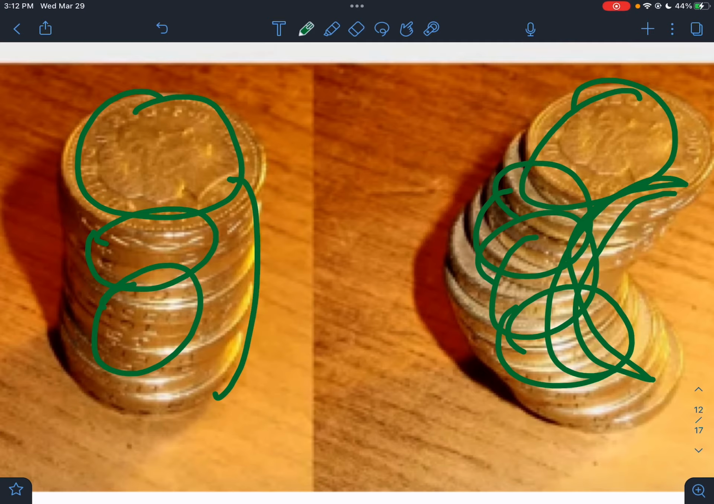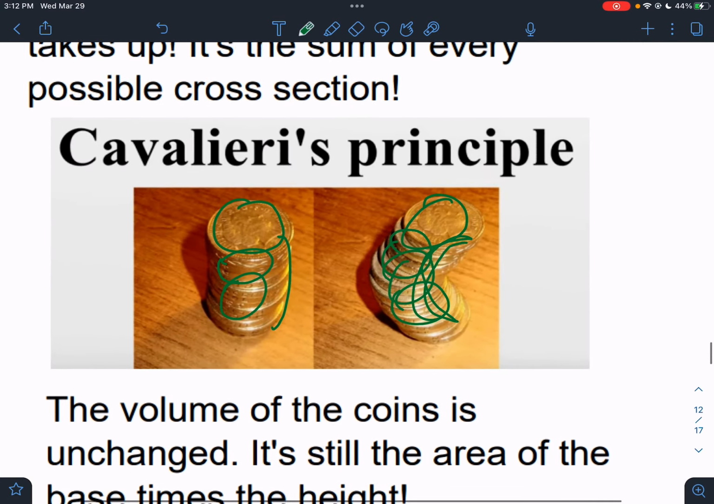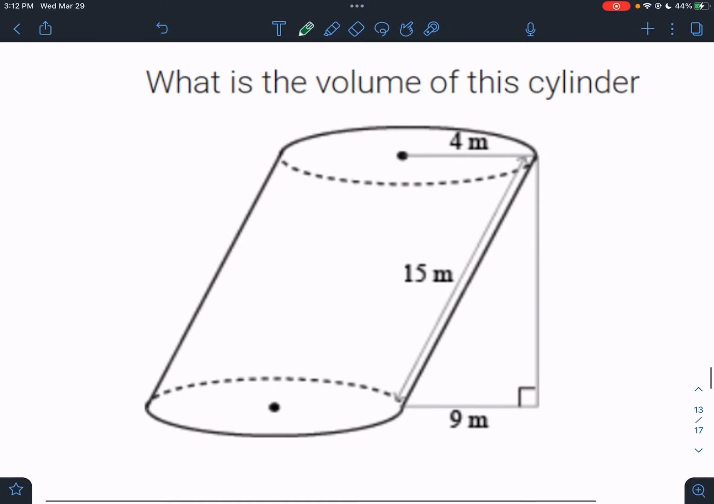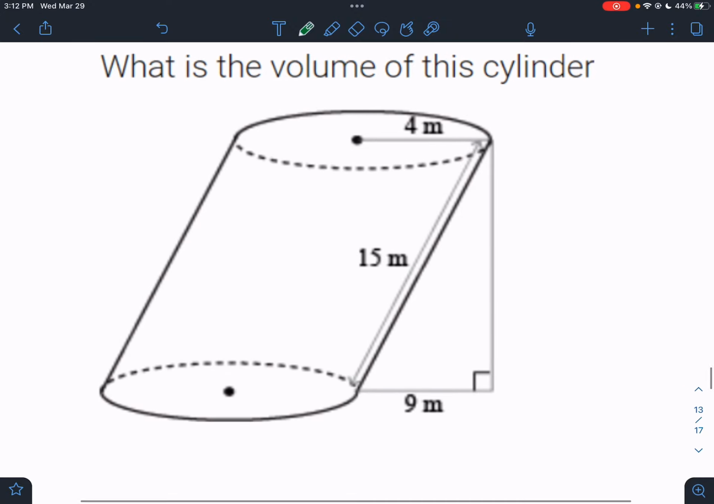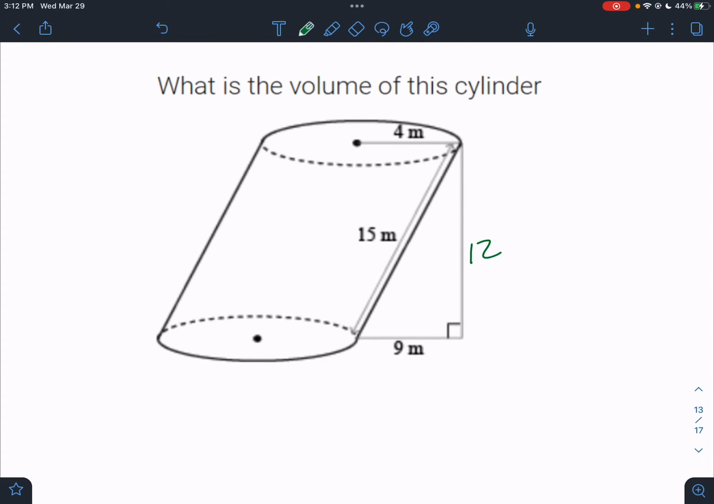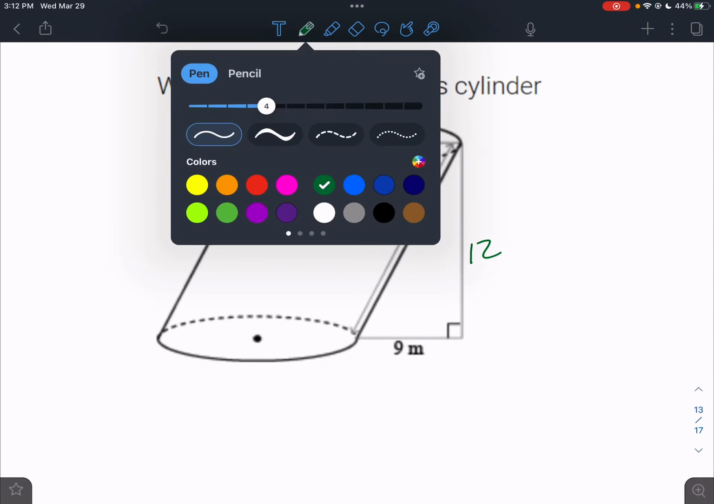Everywhere you slice, it's going to be a circle. So here's the thing. When you do a problem like this, it doesn't have to be perfectly vertical, but you do need that vertical number. The height is 12. How do I know it's 12? I don't see 12.